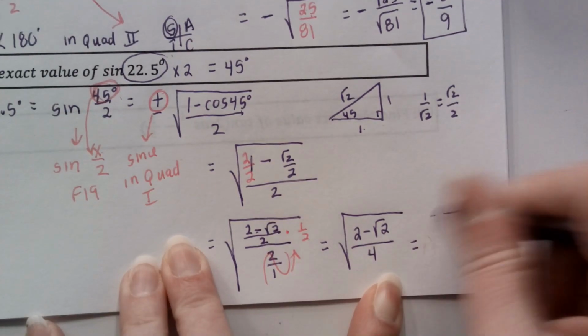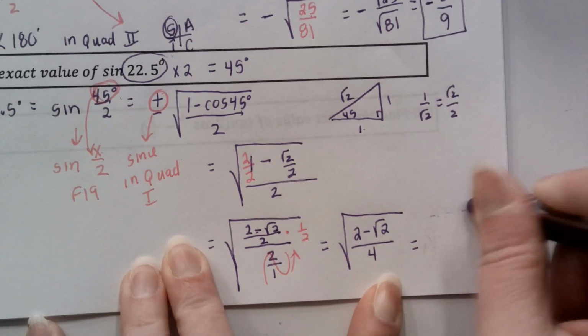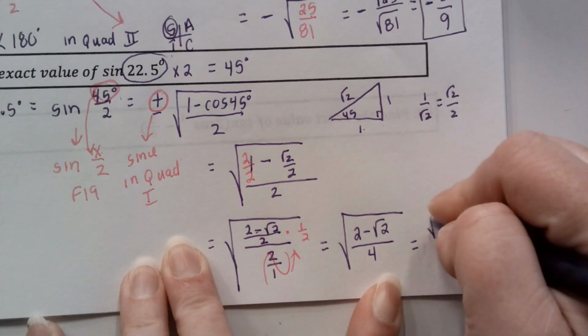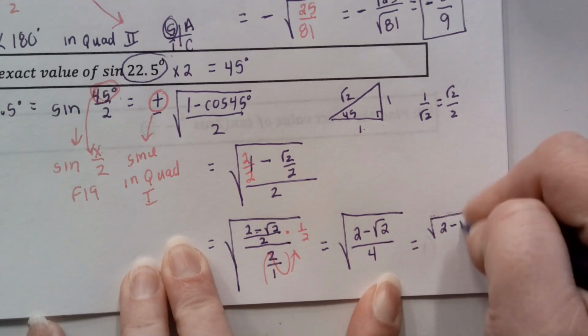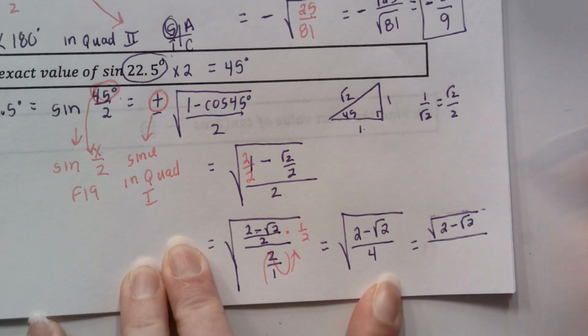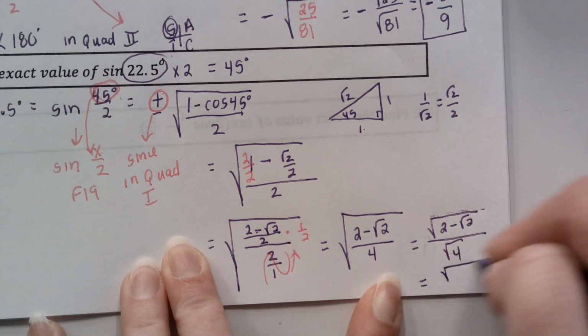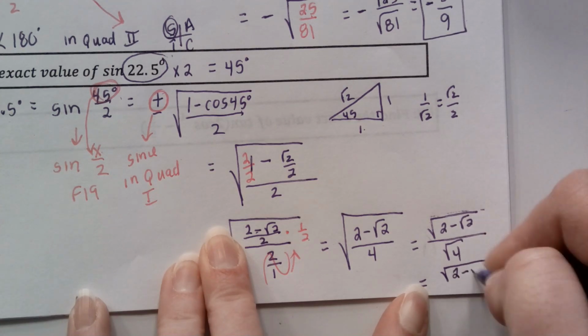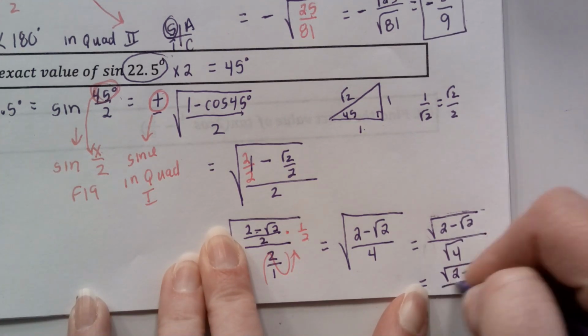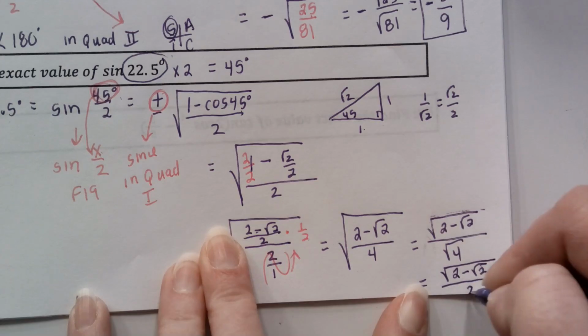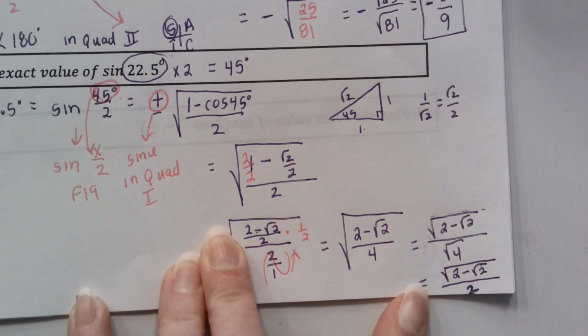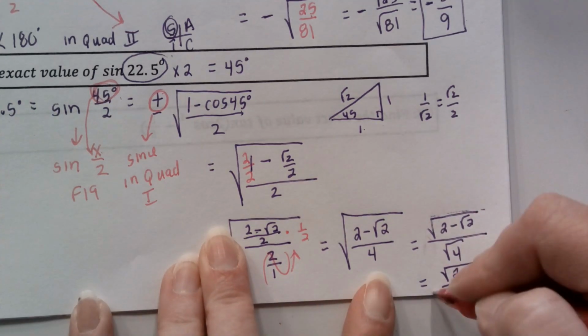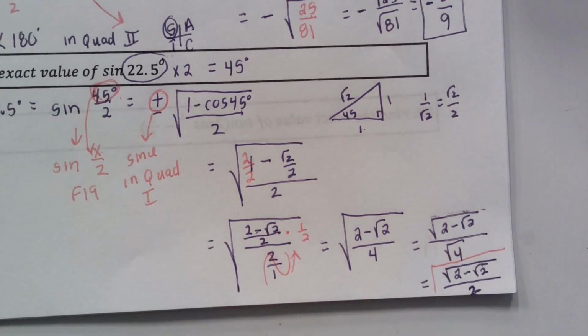I'm going to do the square root of my numerator, which I cannot simplify, but I can do the square root of 4. So my final answer is going to be the square root of 2 minus root 2, which looks ugly, but that's what it is, all over square root of 4, which is 2. That's the final answer: square root of 2 minus root 2, in the root, over 2 on the bottom. So yes, you do fully have to simplify these problems.